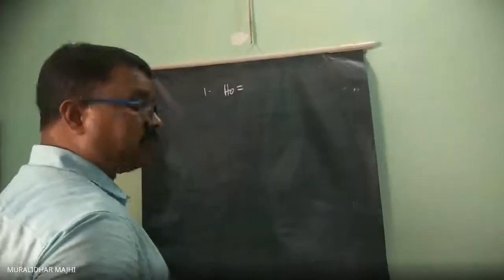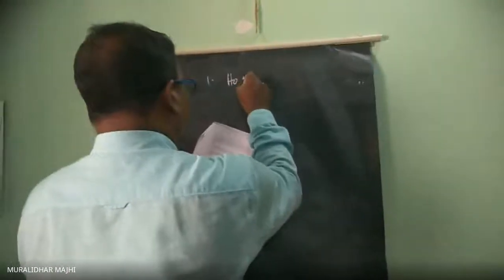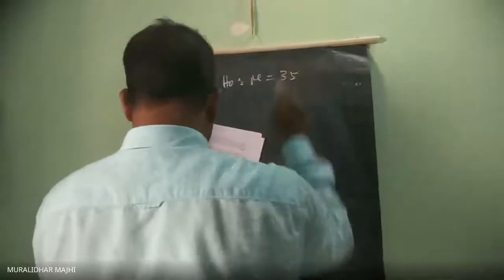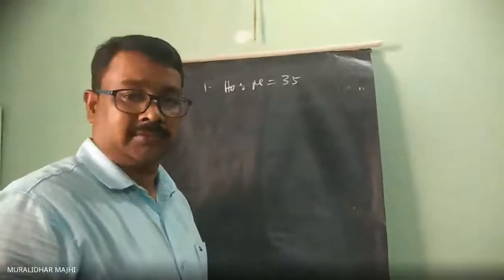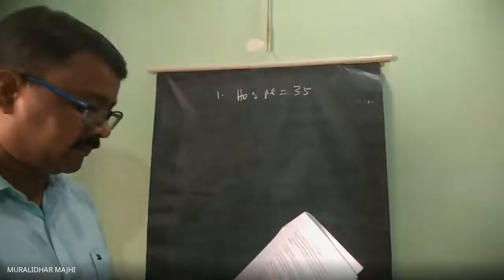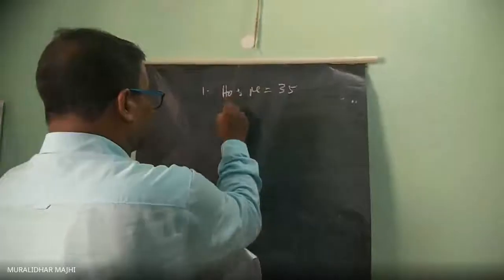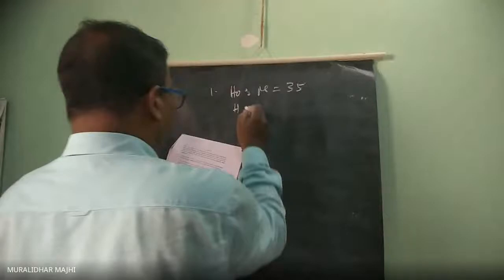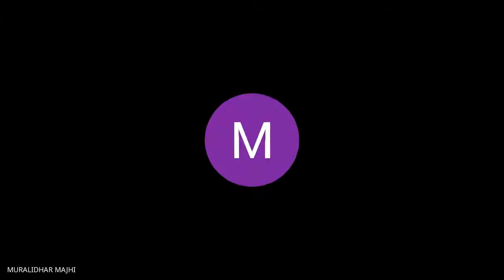Point number one, what is H0 saying? H0 says the average is equal to 35 miles per gallon, so H0: mu is equal to 35. So what will be H1? The alternative hypothesis HA: mu is not equal to 35. How to test it? Here we will use the Z test, because it is normally distributed. So Z is equal to X bar minus mu divided by sigma divided by root n. This is the formula.